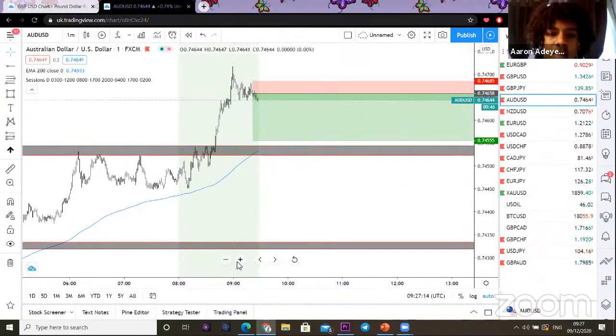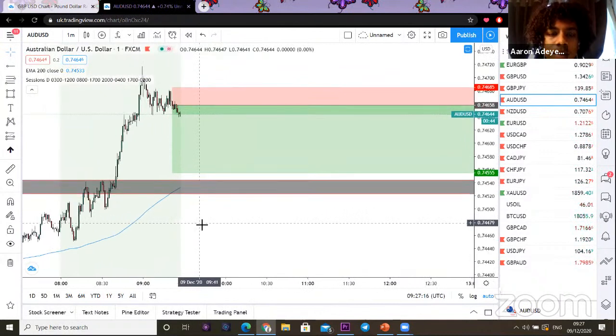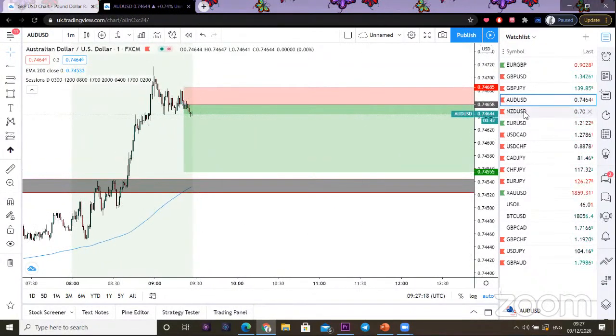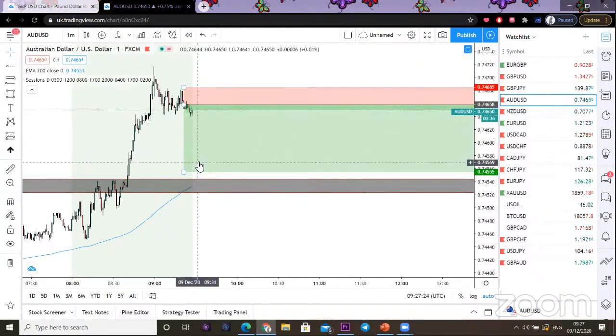I'm confused now. So I'm in one trade right now. I'm in only one trade. That is CHF JPY and I have a screenshot on this.